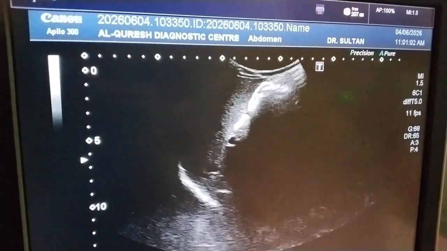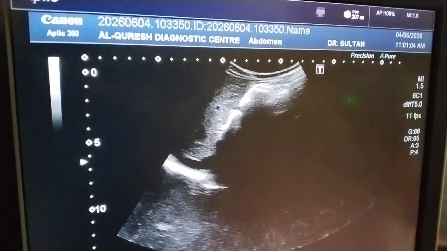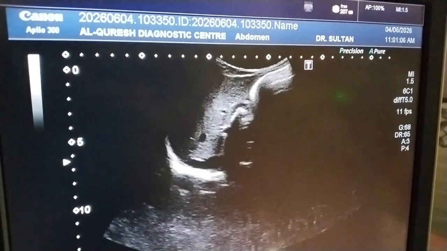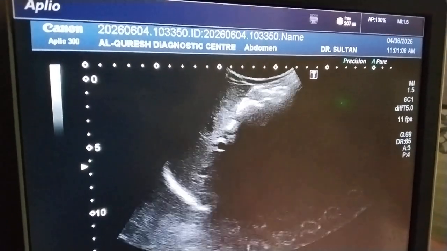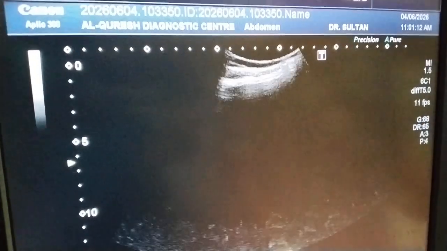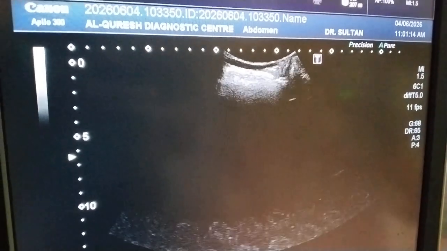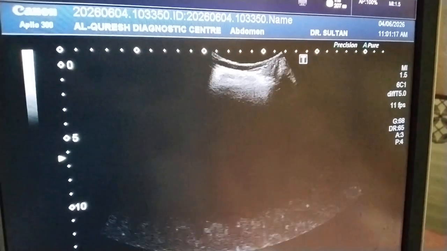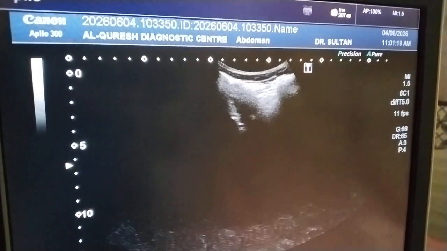This is a male child, almost 7 years of age, with a history of dysuria and burning micturition off and on. So I'm going to scan the pelvic region to evaluate the urinary bladder.